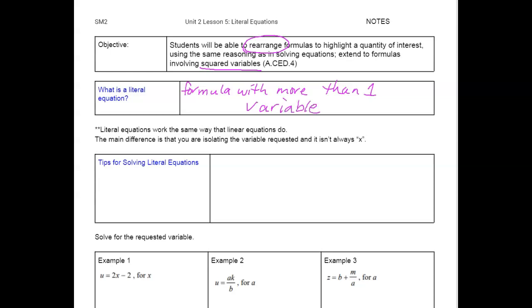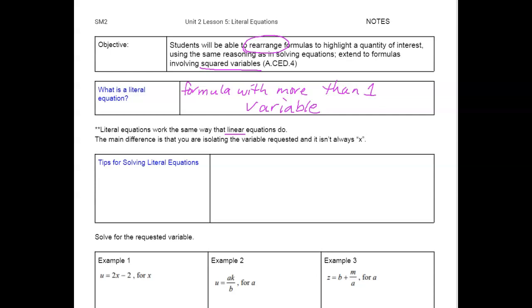Okay. So they work the same way that linear equations do. When you want to get a linear equation by itself, you do the inverse operation. So if it's adding, you subtract. If it's multiplying, you divide. And there's more than one correct answer for some of these. So if it's multiple choice, you just have to be flexible.